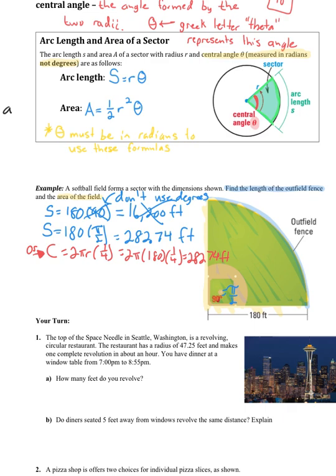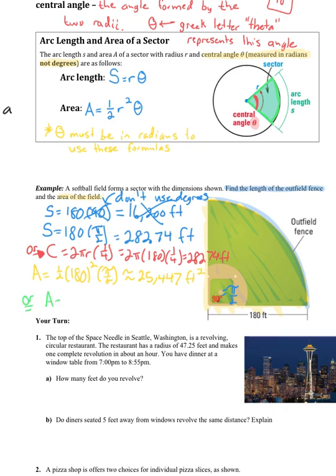Okay. For the second problem, area, since I already have the angle here, I'm just going to use this area formula up above. 1/2 times 180 squared times pi over 2. I end up getting the total area of the field. It comes out to 25,447 feet squared when it's rounded.